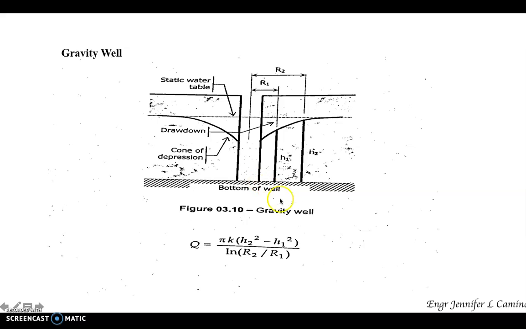So for this gravity well, of course, we have here piezometers that are installed, having heights of H1 and H2. The distance from the center of the well towards H1 is R sub 1, and towards H sub 2 is R sub 2. So if you're going to compute for the discharge for this gravity well, you're going to have this equation.